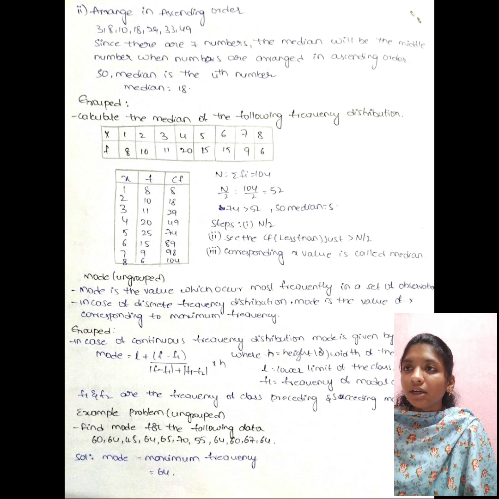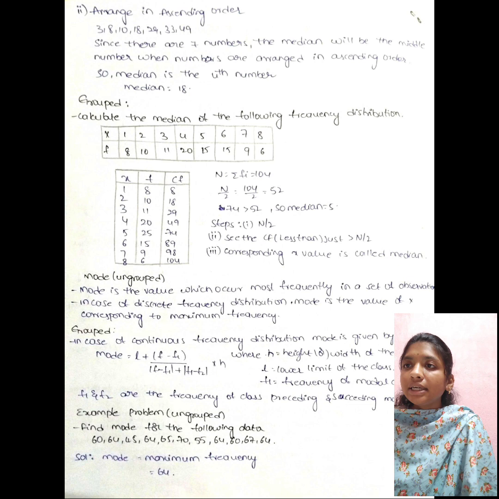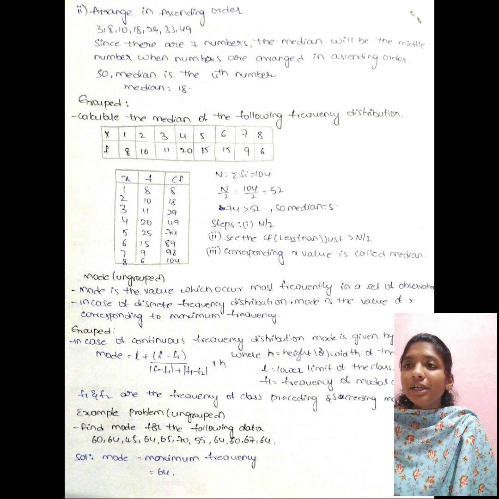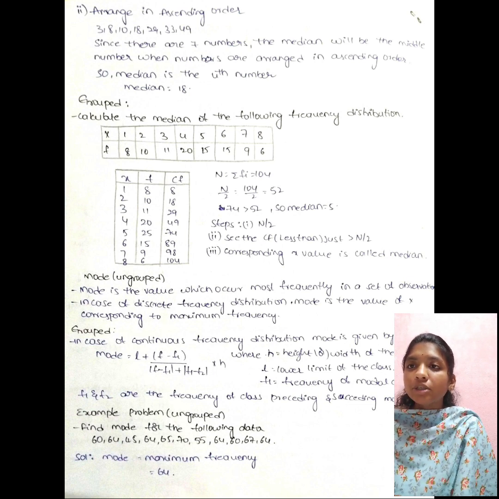And for the next one, arrange them again in ascending order: 3, 8, 10, 18, 29, 33, 49. Since there are 7 numbers, which is an odd count, the median will be the middle value. So the middle one is the median, that is the 4th number, median is equal to 18.